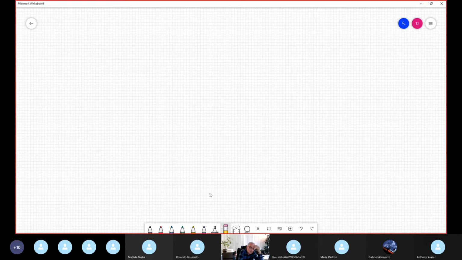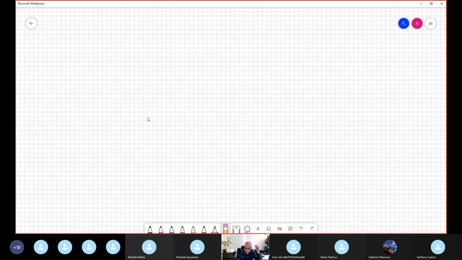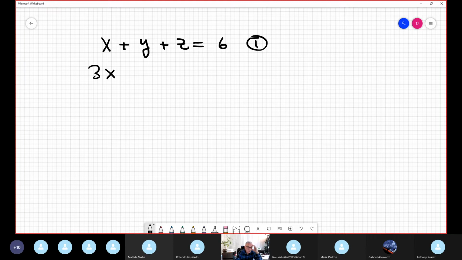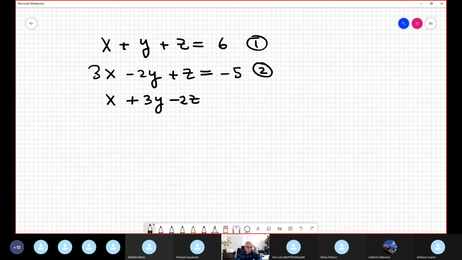Okay, suppose that system: x plus y plus c equal 6, Equation 1. 3x minus 2y plus c equal negative 5, Equation 2. x plus 3y minus 2c equal 14, Equation 3. This is my system, it's given at the beginning.